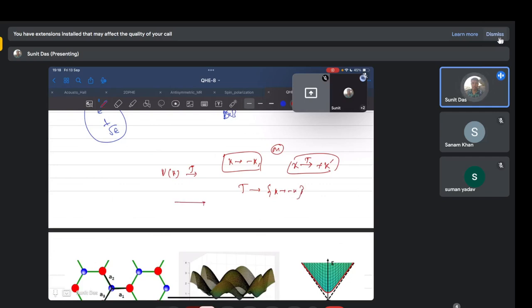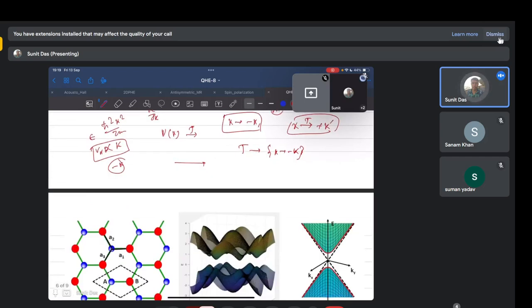So if you simply think of the energy epsilon as h bar squared k squared by 2m, then v of k will be simply proportional to k, right? del epsilon by del k. So k is representing the velocity, the direction of motion. So if the direction has to change, then k has to go to minus k. That's one way of understanding it. And why does sigma change sign?